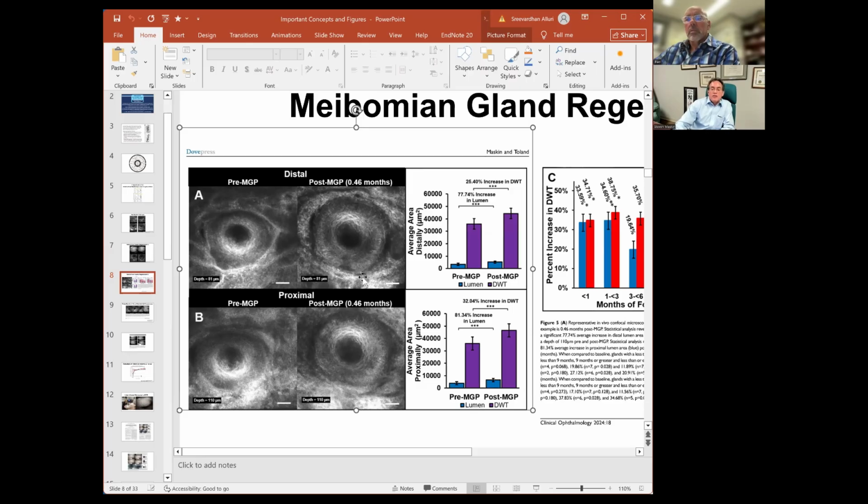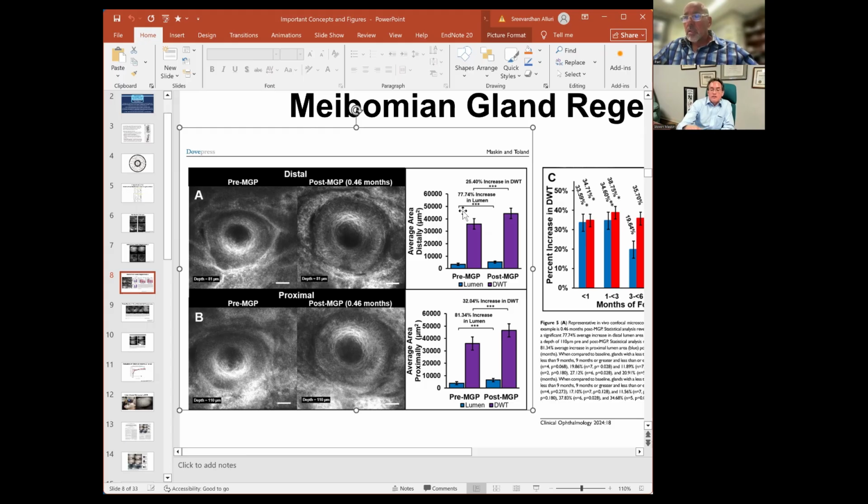25% increase in duct wall thickness, statistically significant. But in addition to that, what's also exciting is the lumen, the area of the lumen, that channel that the oil flows through. Okay, that is increased, that's dilated, over 75%. That means that there's a greater capacity to bring that oil through the duct, through the gland, and the orifice into the tear film. So there's increased duct wall thickness, which means increased functionality, and then there's also an increased ability to deliver the oil to the tear film.